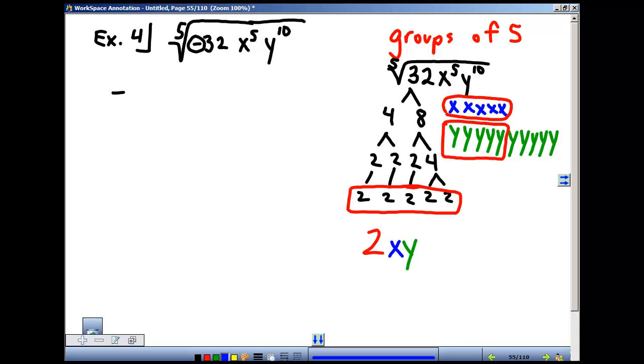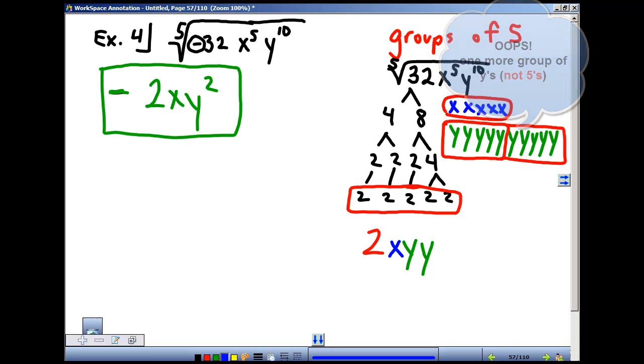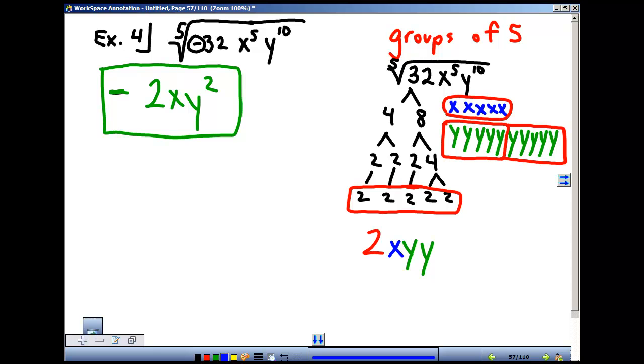There are 5 y's, so I go ahead and write that y down, and we are multiplying the 2, the x, and the y together. And one more set of 5's. Notice there is nothing left over to go underneath the radical symbol. And my answer is negative 2xy squared. Remember, we took the negative sign out at the beginning.